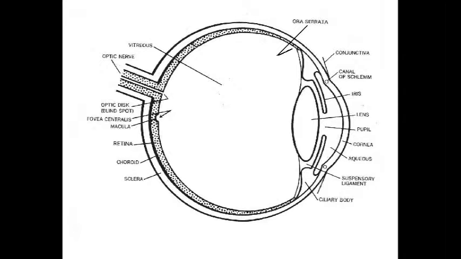Number 9 is the conjunctiva. It is a clear membrane that covers the sclera and also lines the inner portion of the eyelids. Next is the ora serrata. It is the portion of the inner eye where the retina ends and where you can finally see the layer of the choroid.